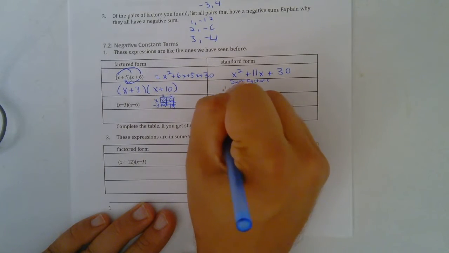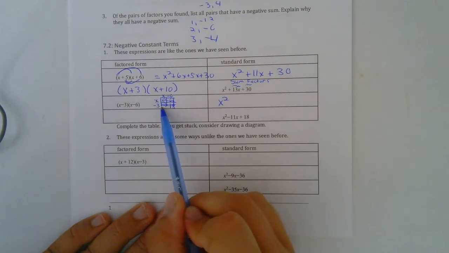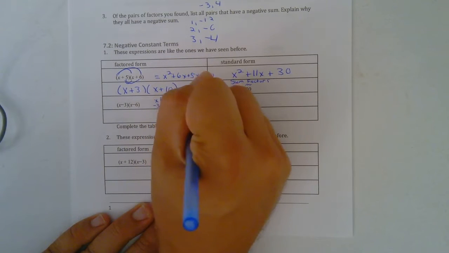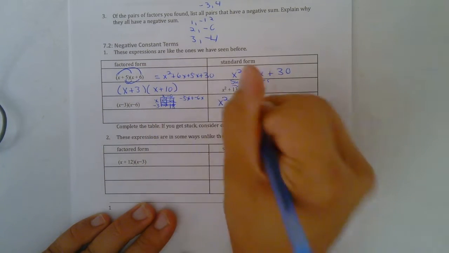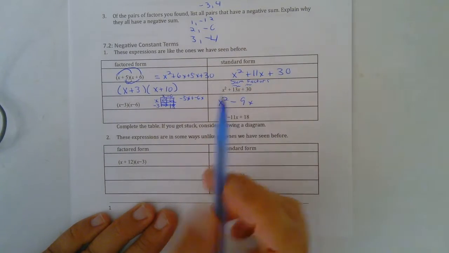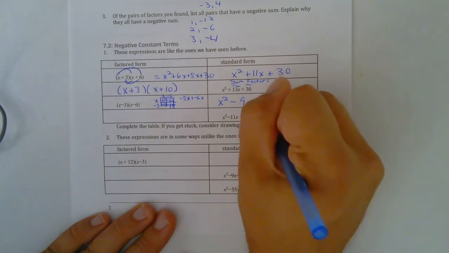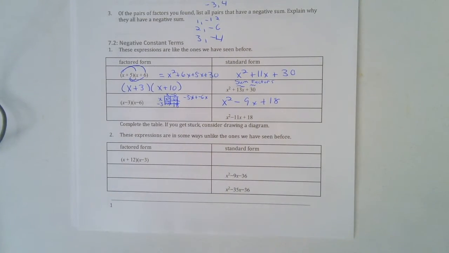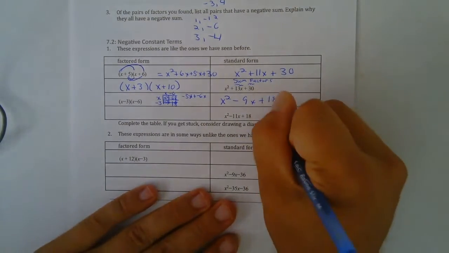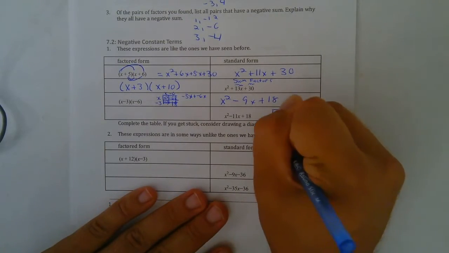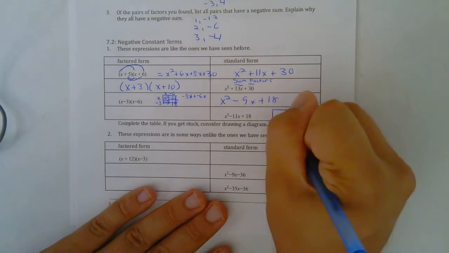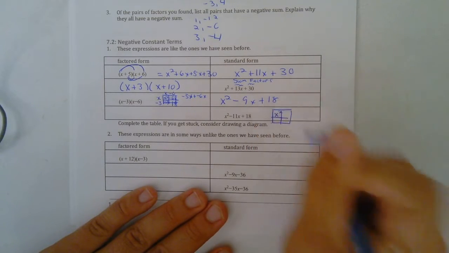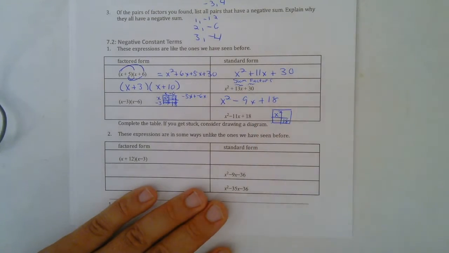So as I pull that out, it's going to be x squared. Negative 3x plus negative 6x is minus 9x. And then here that is positive 18. So now what we're going to do is use this area model to work backwards. So here, if I have all of standard form, I know there's going to be 4 pieces. This x squared piece goes here. This 18 piece goes here.